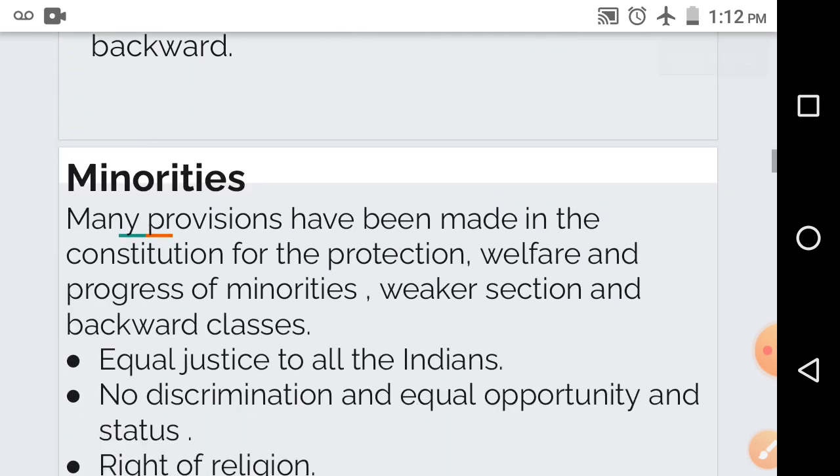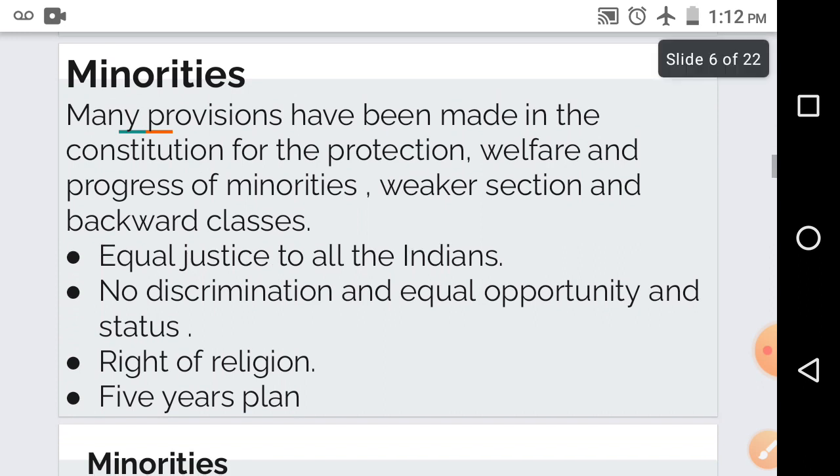Let us see certain provisions for the protection and interest of minorities, weak and backward classes. Many provisions have been made in the Indian Constitution for the protection, welfare, and progress of minorities. See the first one, equal justice to all Indians. The Indian Constitution grants equal social, economic and political justice to all Indian citizens.